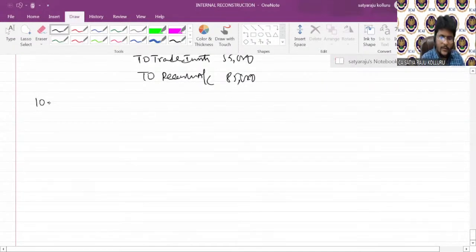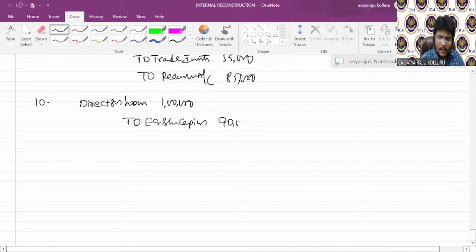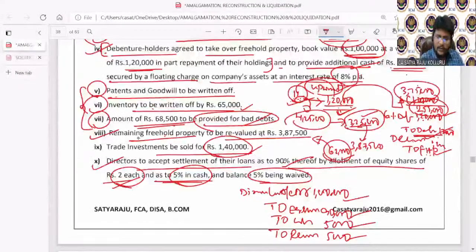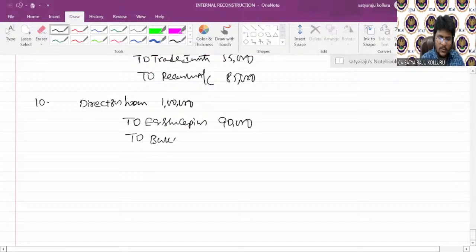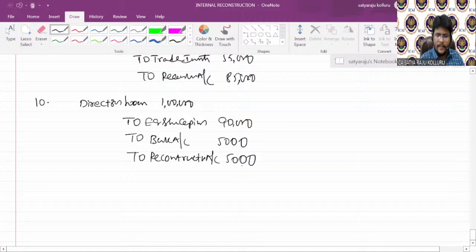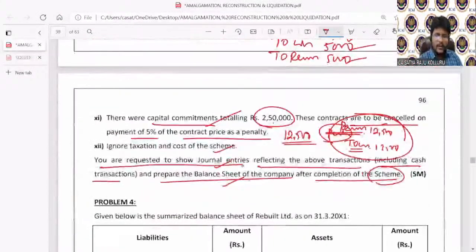Next, come to the next entry, guys, which is the director's loan, right? So director's loan total is 1 lakh, out of which 90% you are issuing in the form of equity shares to equity share capital. So the remaining 5% you are paying through cash, this to bank account, 5,000. Remaining waived off means which can be transferred to reconstruction account, which is 5,000.